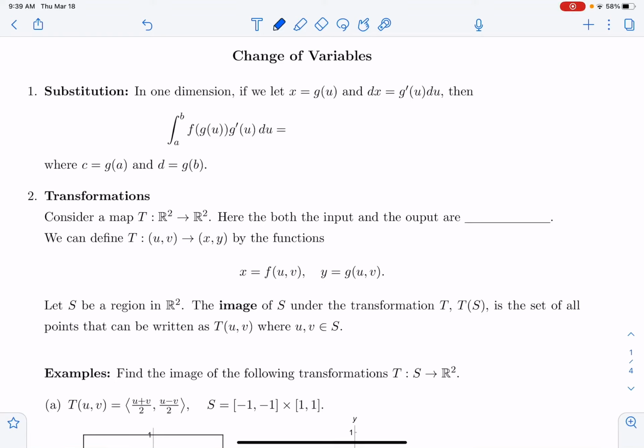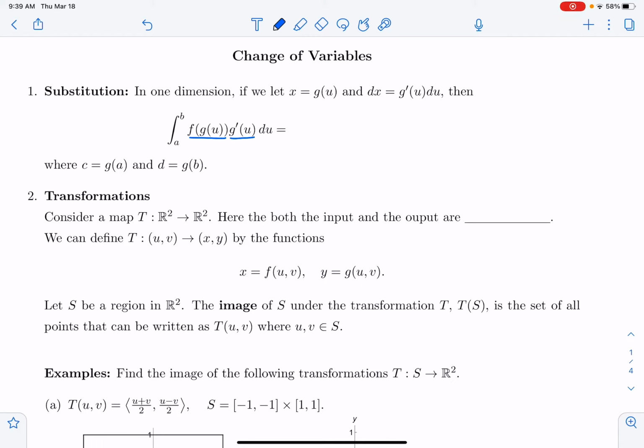In single variable calculus, one method that we learned to evaluate integrals was the method of substitution. This was a method that allowed us to look at an integral of a composition of functions, say f of g of u times some g prime of u. And what we did was we made a change of the variables.